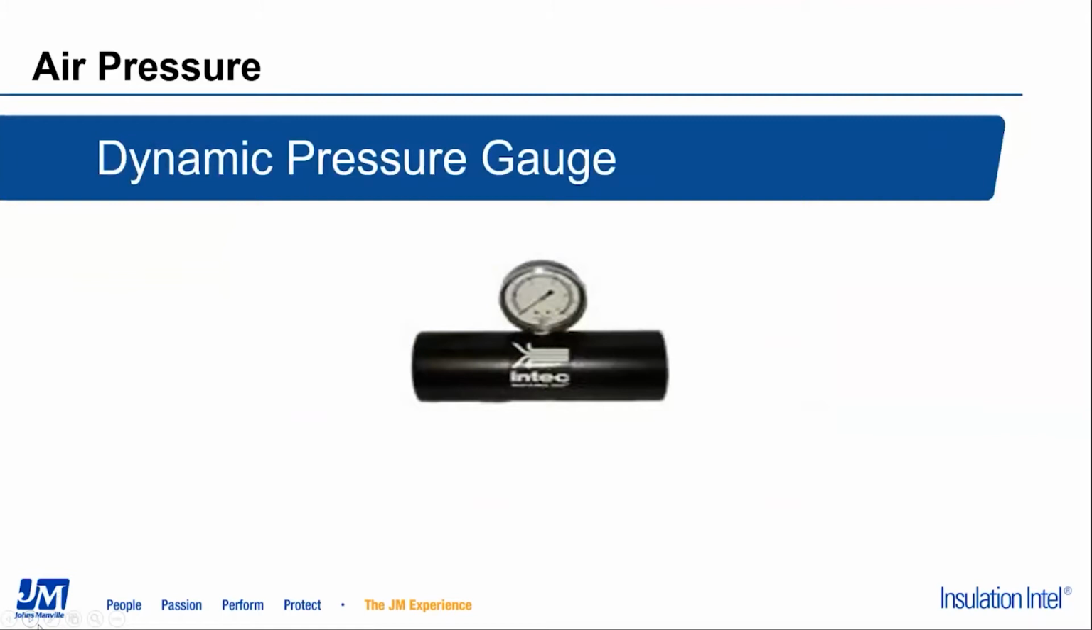If your machine does not have an air volume gauge, you can purchase a dynamic pressure gauge to check your airflow. Very simple piece of equipment. This gauge simply slides into the end of a 3-inch hose. Turn on the air only, no material, and the gauge will give you the reading, and you can adjust in small increments until you hit the appropriate range.